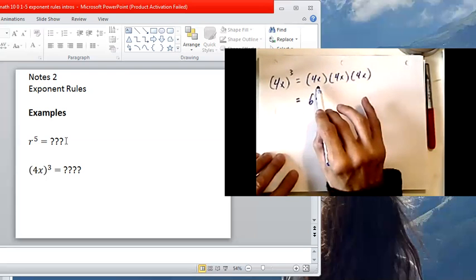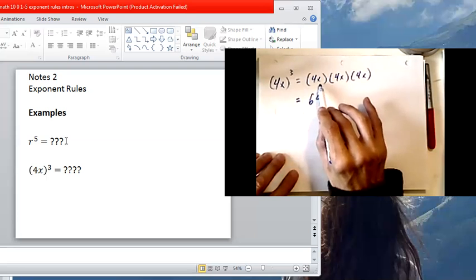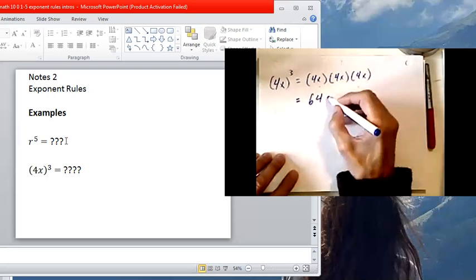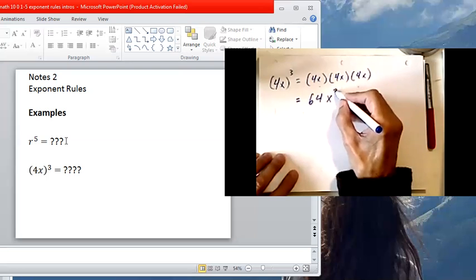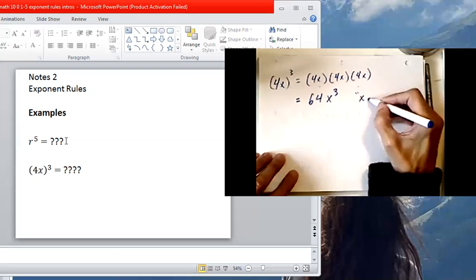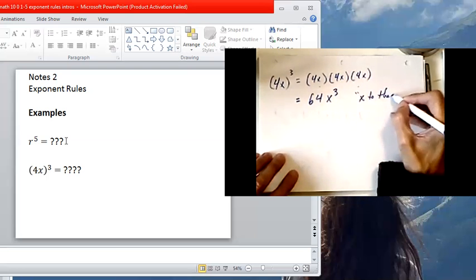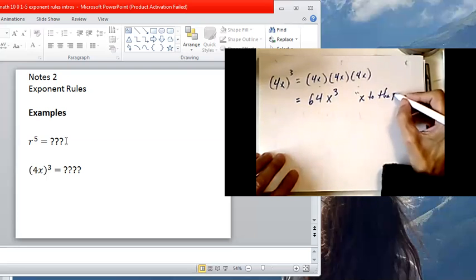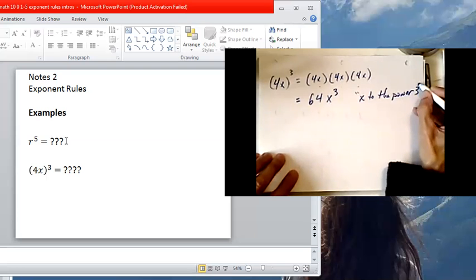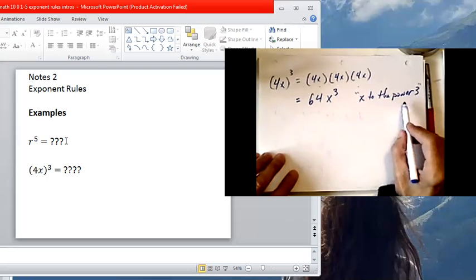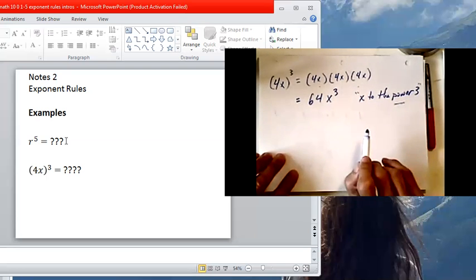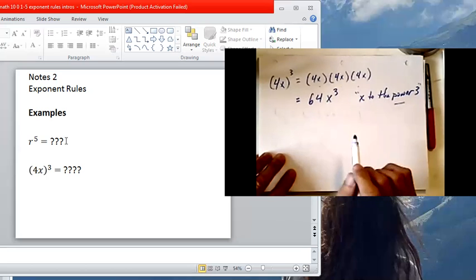How many x's are multiplied together? 3 x's. Perfect. So you say it as x to the power of 3, or x to the 3. Sometimes we leave that out, but that's what we get there.